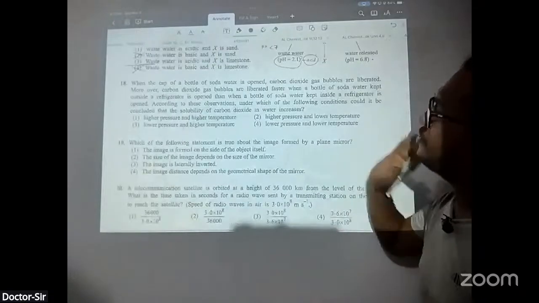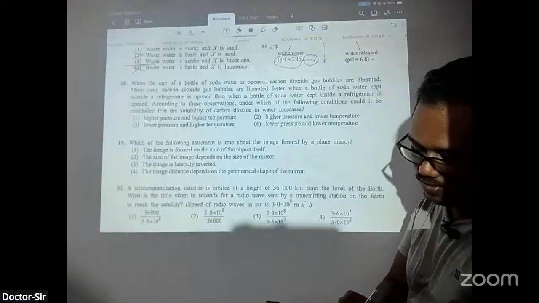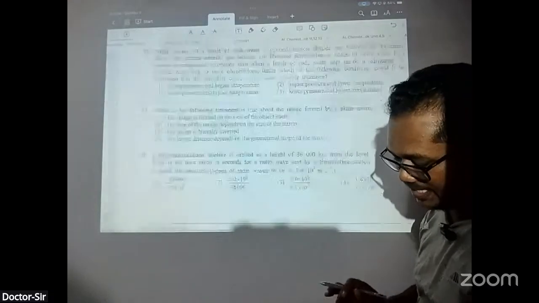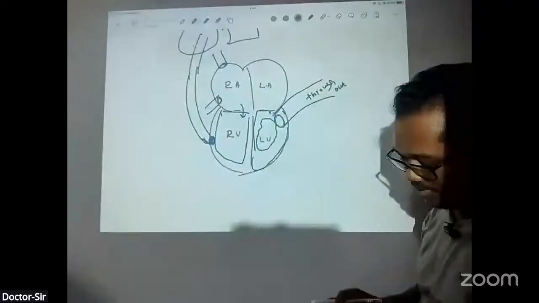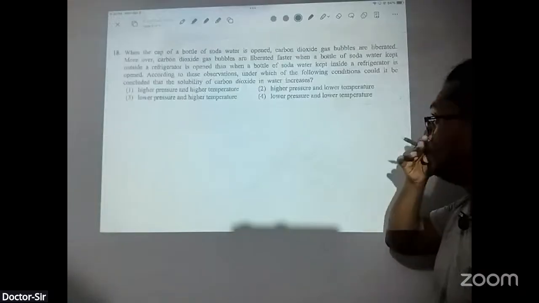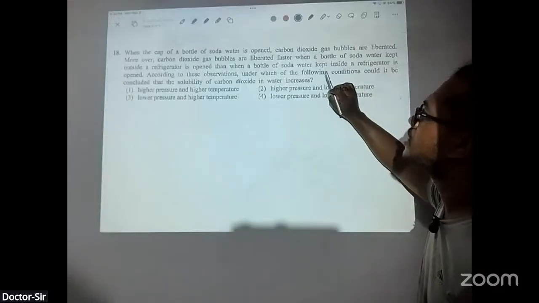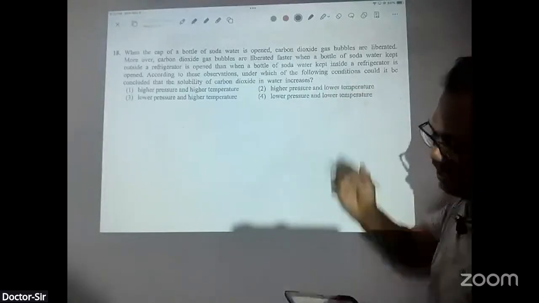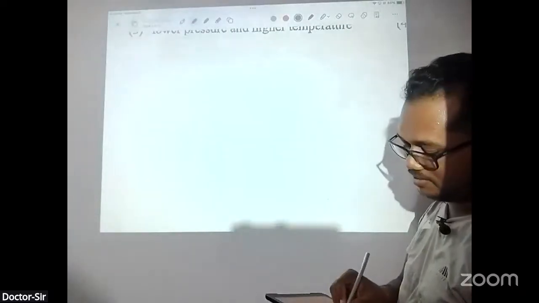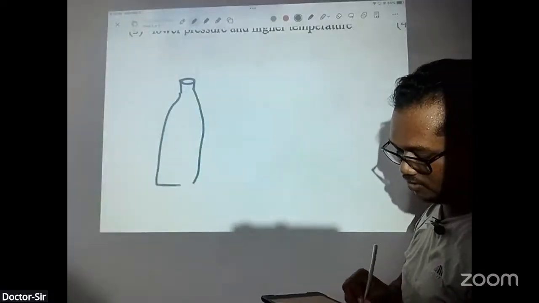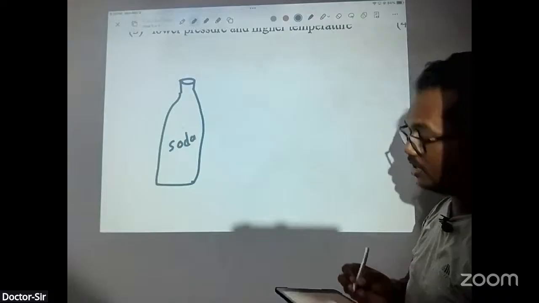Okay. Now we will move on to this question. So this is a little bit of a practical question. It needs to be explained practically. So I will take this question to here, right? Now, when the cap of the bottle of soda water is open, right? Now think I need a soda bottle. Okay, I will draw one, my drawing is not that pretty. Look, this is a soda bottle. This is soda.